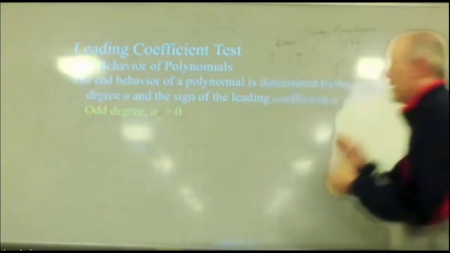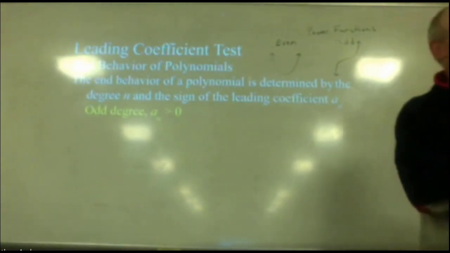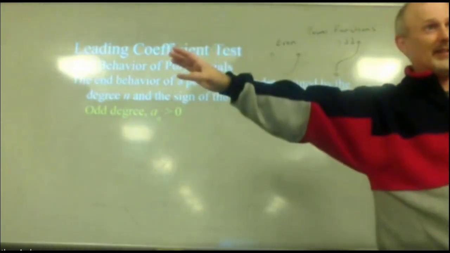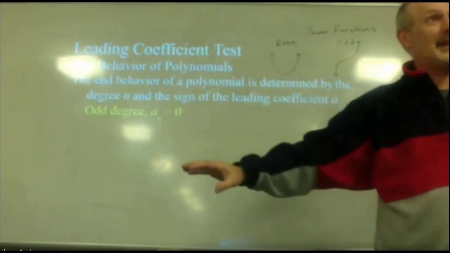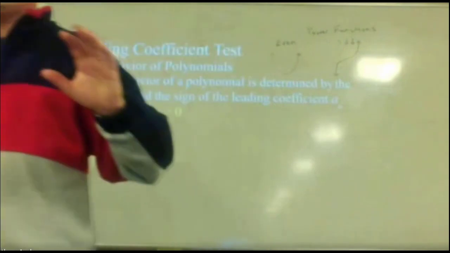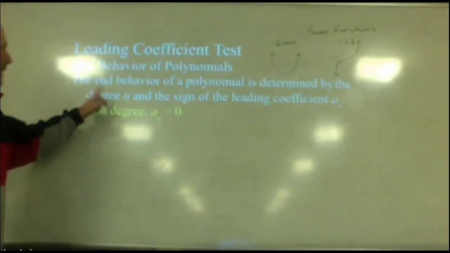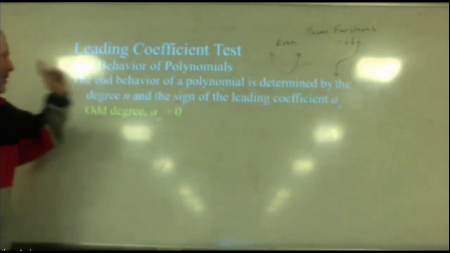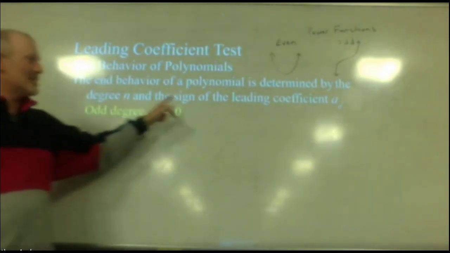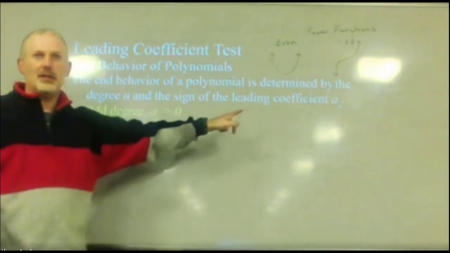So, end behavior. When we talk about end behavior, all we're talking about is what happens on the far left-hand side and the far right-hand side. Okay? That's all that end behavior talks about. What happens way over here on the left and way over here on the right. So, the end behavior of the polynomial is determined by its degree and the sign of the leading coefficient.